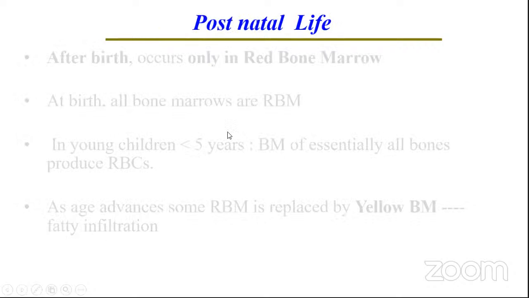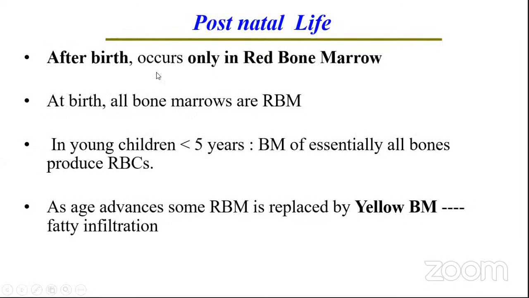Now, postnatal life. After birth, erythropoiesis occurs only in the red bone marrow, RBM. In younger children less than 5 years of age, the bone marrow of all the bones produces RBCs. Whatever the bone may be, the bone marrow produces the RBCs.